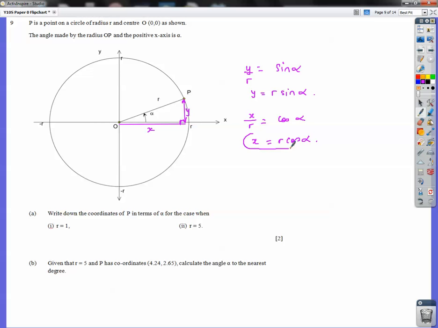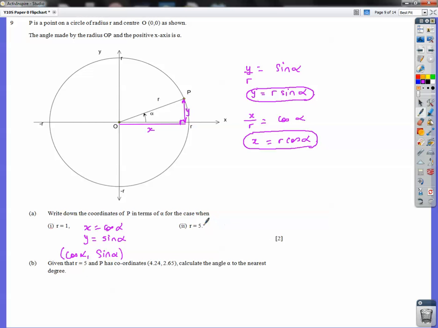So in general, if we've got a circle of radius r, and we're looking at a point on that circle where the radius to that point makes an angle alpha with the positive x-axis, the x-coordinate is r cos alpha and the y-coordinate is r sine alpha. So when r is 1, x is 1 cos alpha, or just cos alpha, and y is 1 sine alpha, or just sine alpha. So using brackets, the coordinates for P are (cos alpha, sine alpha).